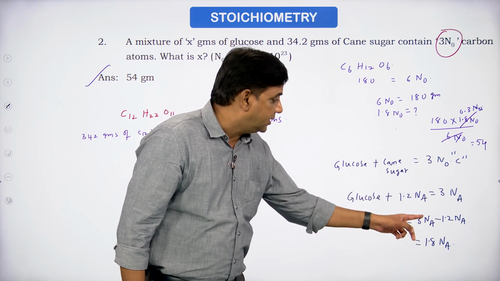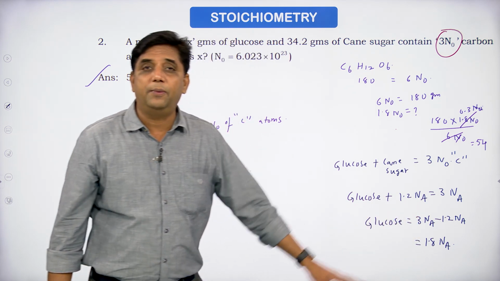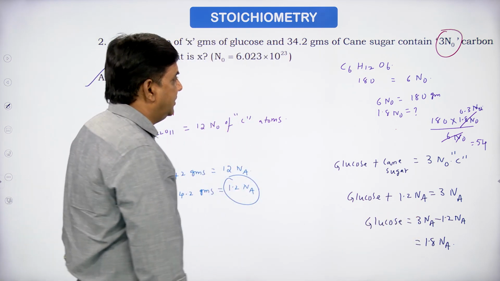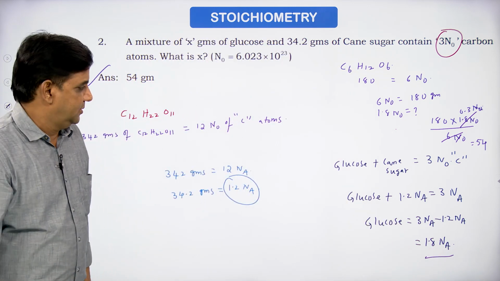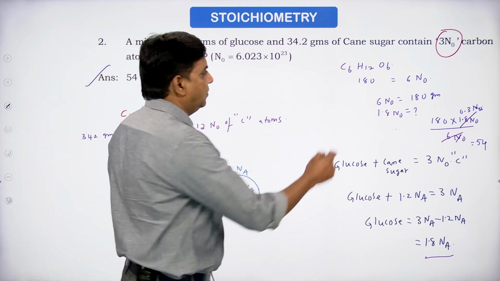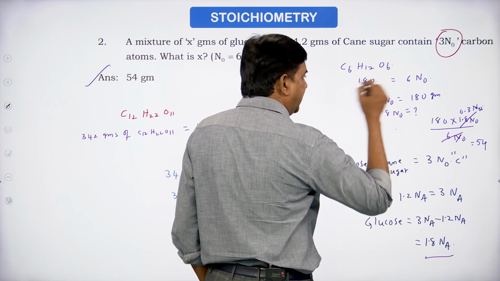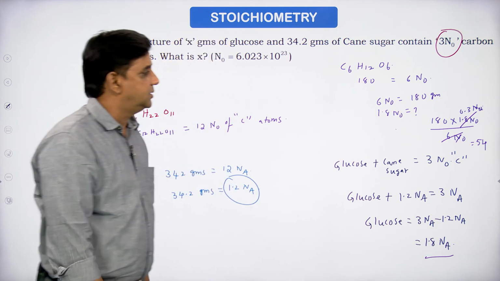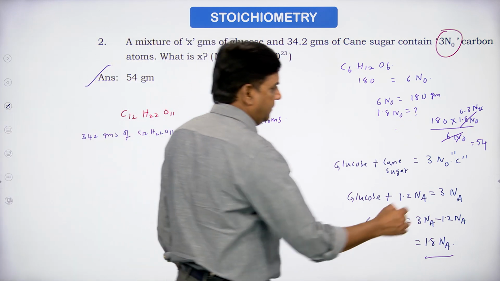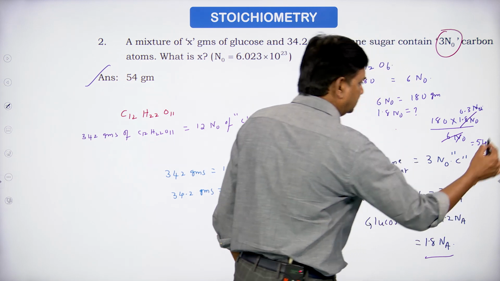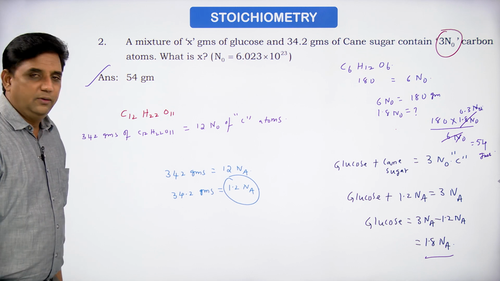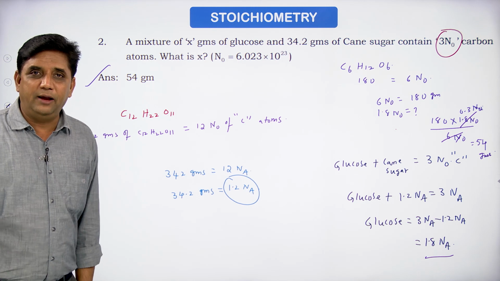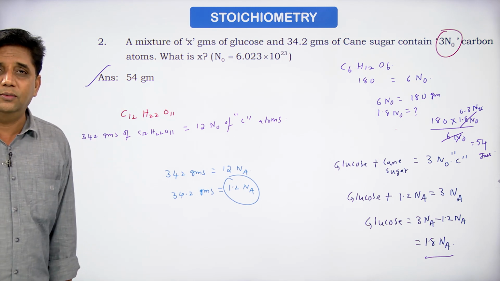Therefore, glucose is equal to 3 Na minus 1.2 Na, that is 1.8 Na. So, the number of carbon atoms present in the glucose is 1.8 Na. So, 6 N0 contains 180 grams, 1.8 N0 contains how many grams? That is 54 grams. This is how this problem should be done. These are a little bit high level problems, but you are preparing for IIT, you need to be prepared for this kind of problems, okay?